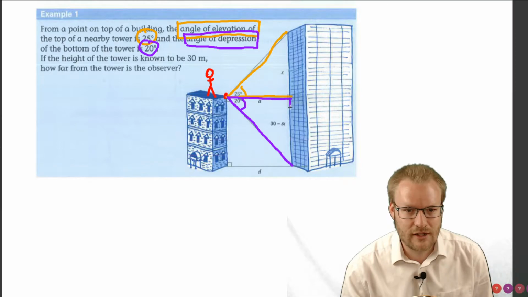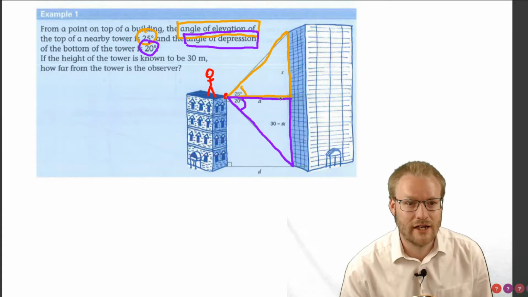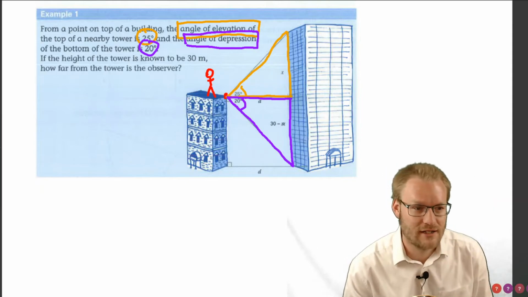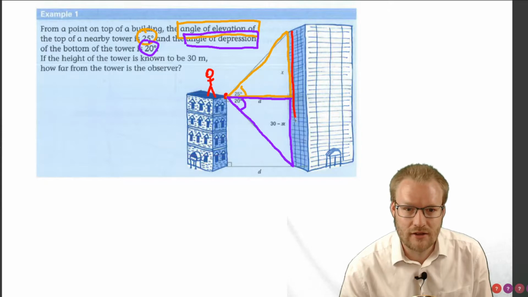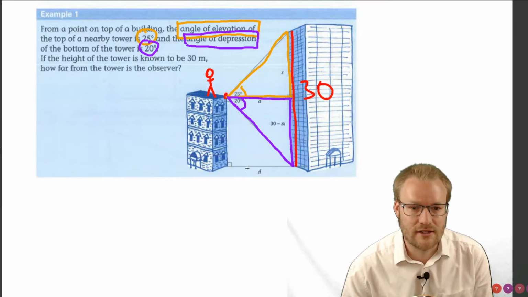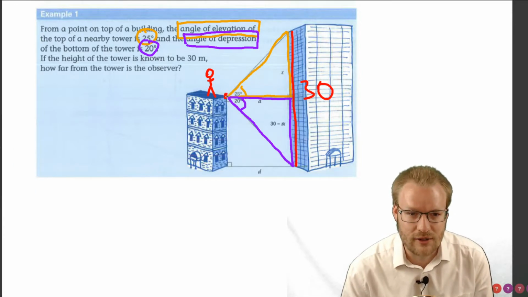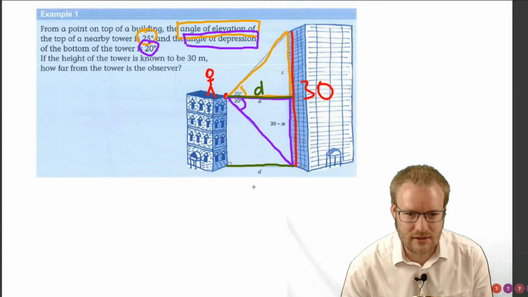Now these conveniently form these nice shapes that we've worked with over the years called triangles. If the height of the tower is 30 meters, remember the tower is the one on the right hand side. So if that tower, let's go back to red, says this whole thing here is 30 meters, how far is the tower from the observer? So how far is this distance here? Just working through it quite quickly, we're looking for this distance here. Well, that distance is the same as the distance on the bottom.